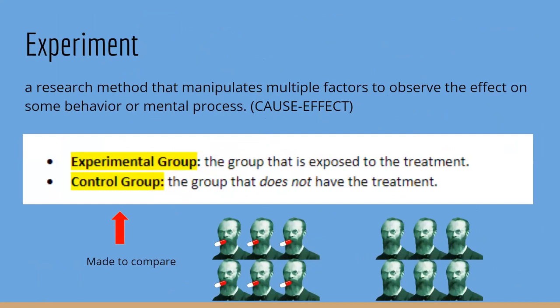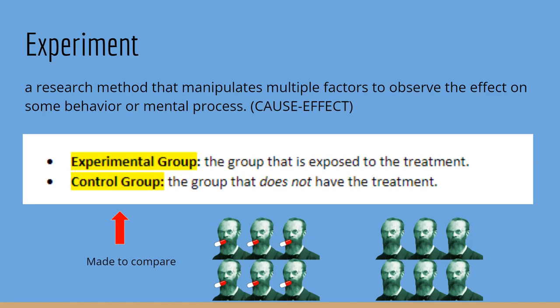Well, now let's talk about what is cause and effect, and that is if you do an experiment. This is a research method that manipulates multiple factors to observe the effect on some behavior or mental process. And there's usually two groups that are studied or observed, and that's the experimental group and the control group. So if you see these vunts here, there are 6 that have pills in their mouth. There are 6 that don't.